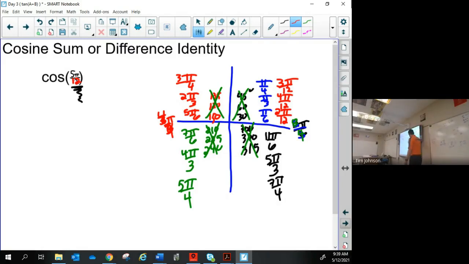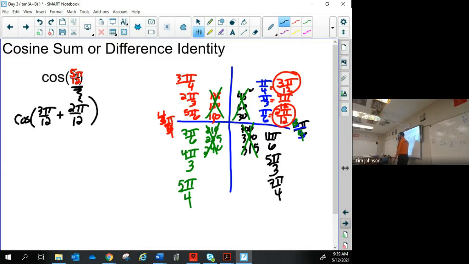So I've converted these things right here so they are equivalent. And notice I have to get 5 pi 12ths. 2 pi 12ths and 3 pi 12ths add up to 5 pi 12ths. So that's what I'm going to write over here. Cosine of 3 pi 12ths plus 2 pi 12ths. So I'm going to use the sum rule.